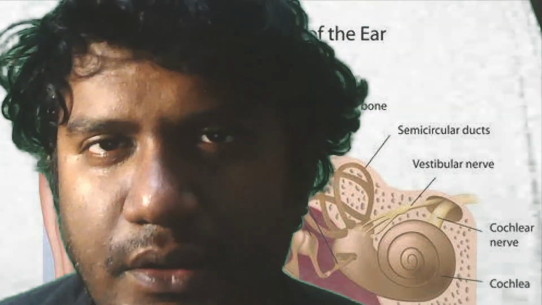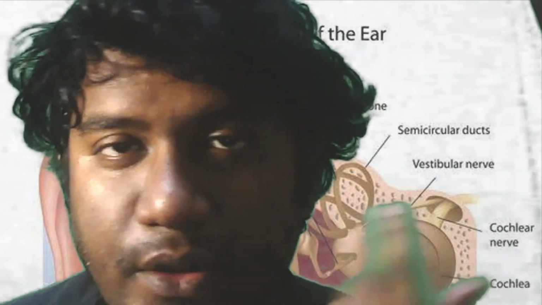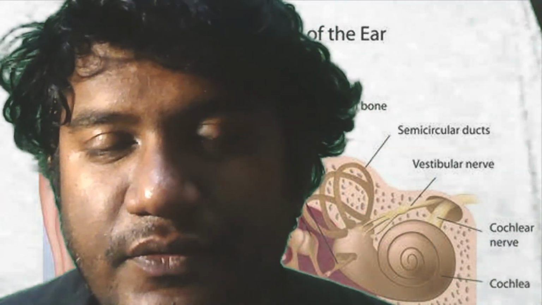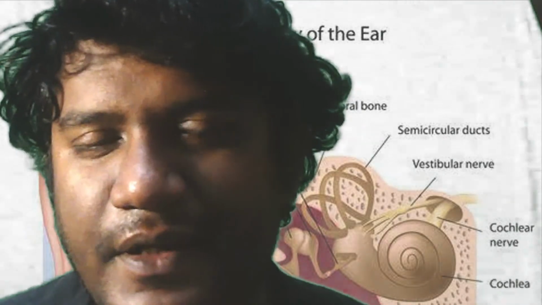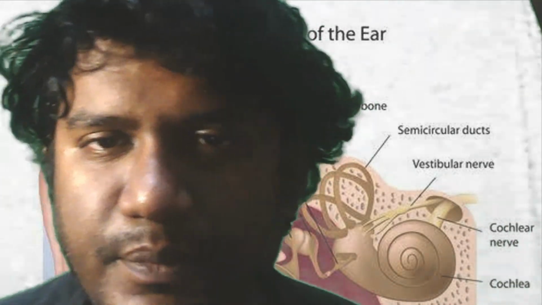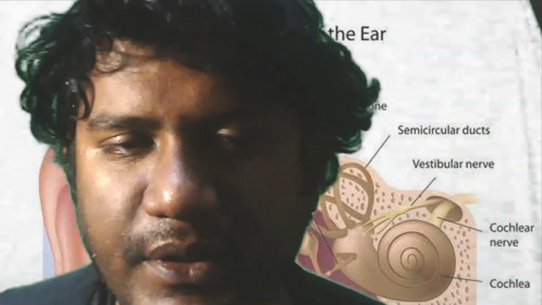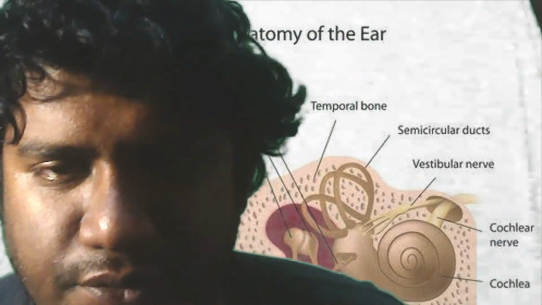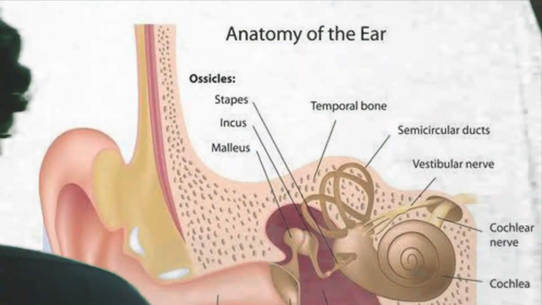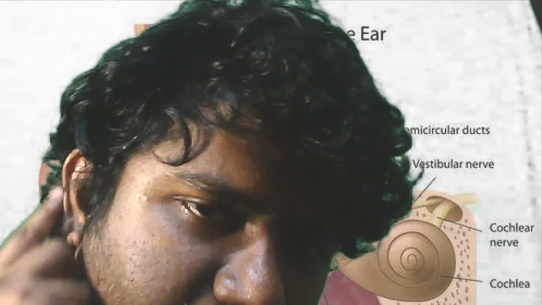How are we hearing? We are hearing with the help of our ears. We have two ears, one on each side. These ears of ours are divided into three parts: the outer part, the middle part, and the inner part. Now I have a picture of the ear behind me. I'll move aside to show you. That's the ear. So this part is our pinna.